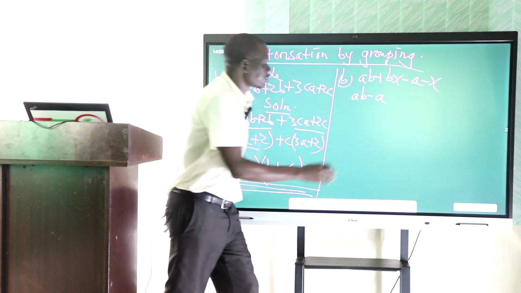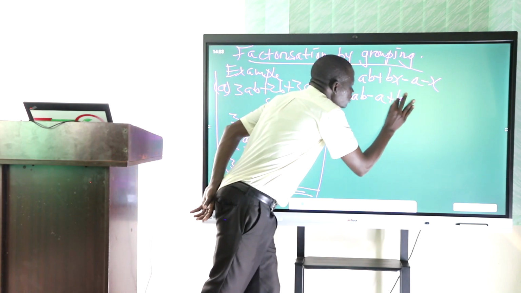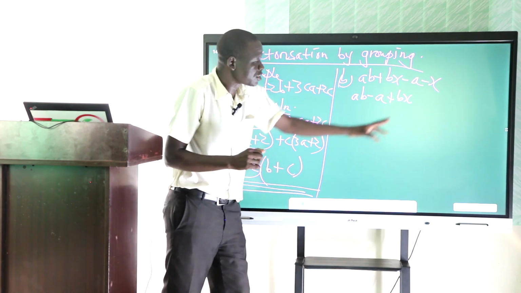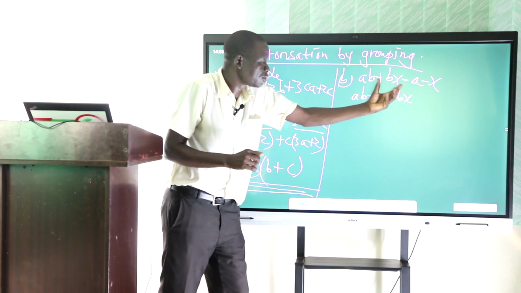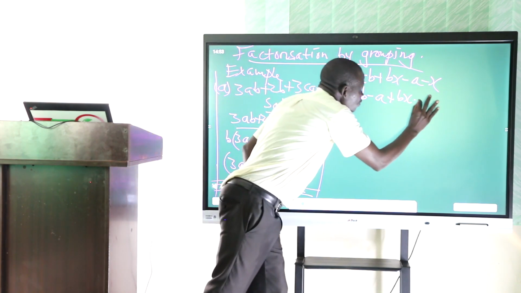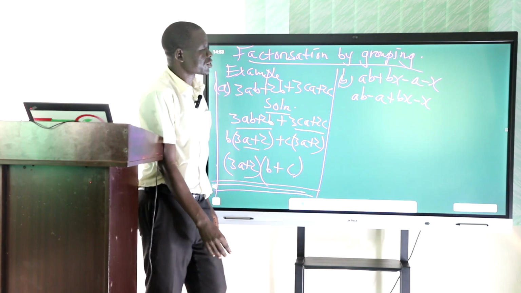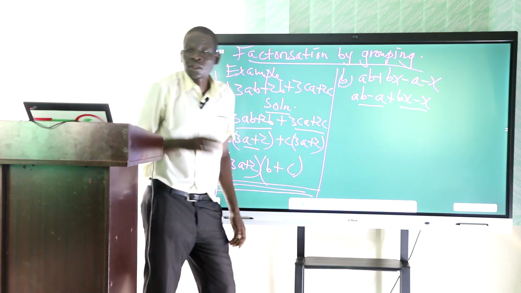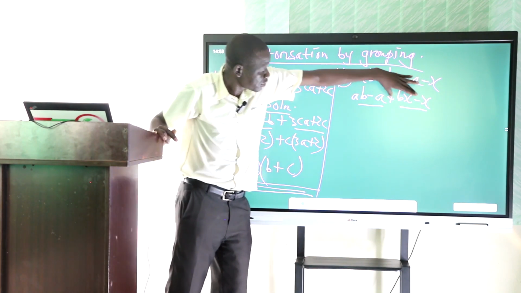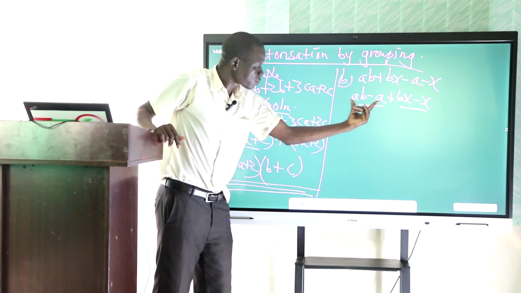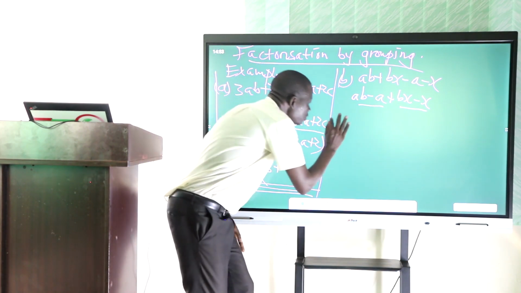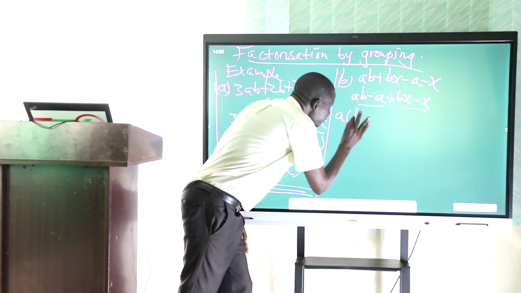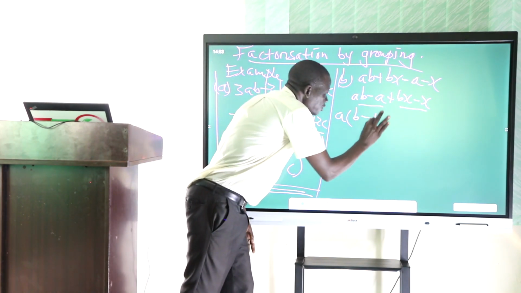Then we say plus BX, because it has the element of X in it, we bring the X's together, we collect them together. Also minus what? Minus X. So that we have this group, and then we have this group. Then we factorize them separately. In this group, A is common, so I will pull out A. We are left with B minus 1, because A times 1 gives you A.